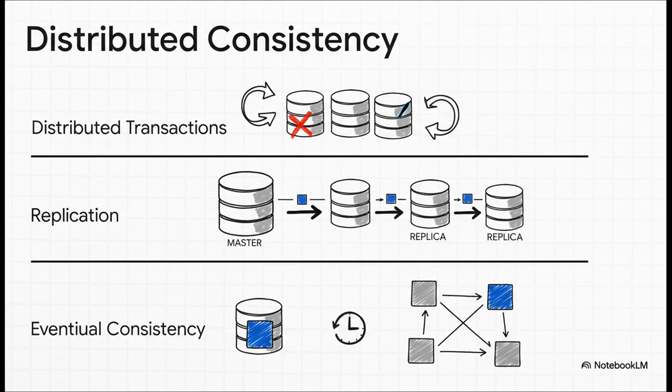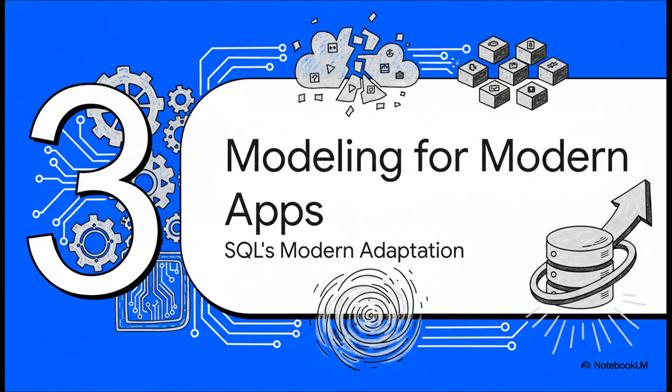And sometimes, being available is more critical than being perfectly consistent every second. For those cases, you can embrace eventual consistency, which lets the system catch up and sync data over time. In our final section, we're going to see how SQL isn't just some old dusty tool. No way. It is constantly adapting and evolving to stay critical for modern software, new data types, and all the new challenges that come with them.